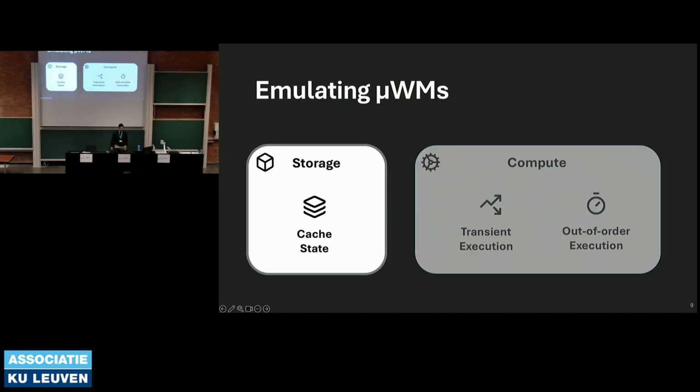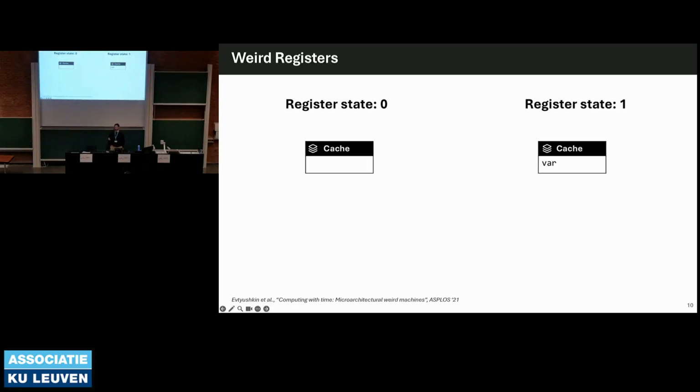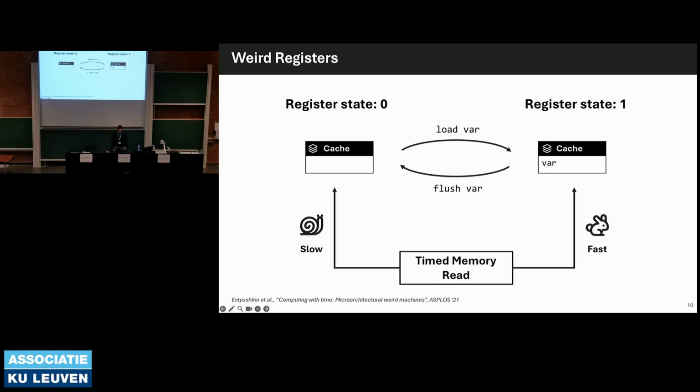And let's look at storage first. So microarchitectural weird machines need to encode their data into the cache state, and they do that specifically using weird registers. In a weird register, the state of the register is linked to the cache presence of the variable. If the register is in state 0, the variable is not in cache, and in state 1, the variable is in cache. And you can change the state of the register by loading and flushing the variable, and you can read it by performing a timed memory read.